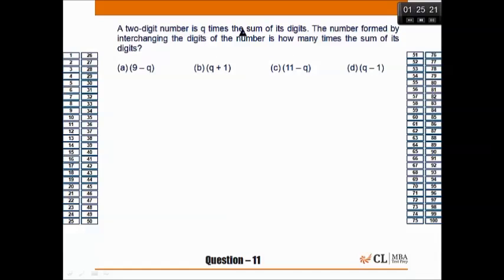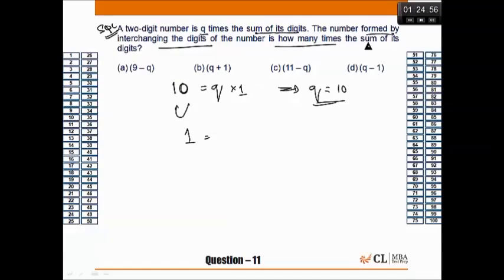Question number 10. One more for review. A 2-digit number is q times the sum of its digits. Oh, this is okay. The number formed by... So let's do SQC. Let's do it here only in this round. 2-digit number. Let me take any number. Let's start with 10. Is q times the sum of its digits. Sum of digits is equal to 1. So that means q equals 10. The number formed by interchanging its digits. When I interchange the digits it is 1, which equals how many times the sum of the digits? This is 1 time. So this answer should be equal to 1. If I substitute q equal to 10, not this, not this, not this. 10, 11 minus 1 is 10, so 1 is okay.